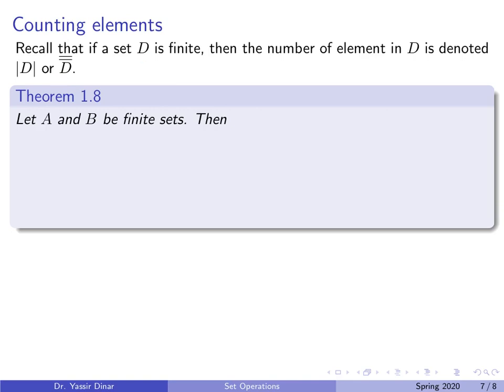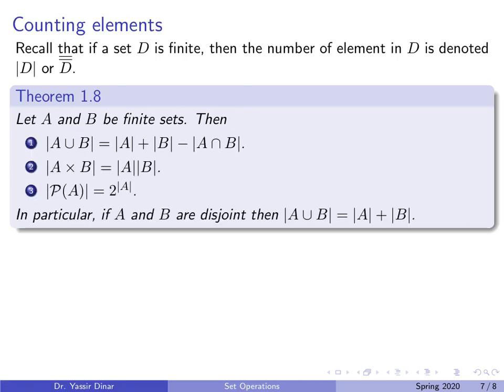Now we have a theorem which says that if A and B are finite sets, then the number of elements in the union is equal to the number of elements in A plus the number of elements in B minus the number of elements in the intersection. So we have a formula for the number of elements in the union.